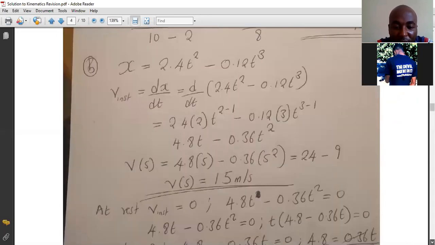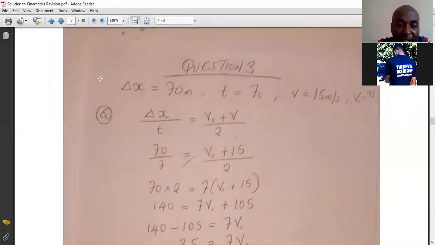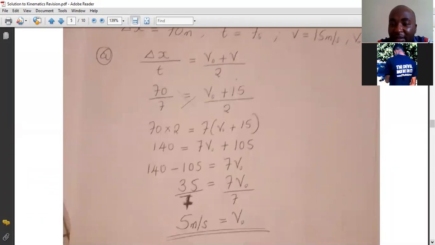Meaning you use that equation where we say delta x is equal to 70 meters, t is 7 seconds, v equals 15, then v naught is not given. That's why I put question mark on v naught. Then you write delta x over t equals v naught plus v over 2. We're looking for v naught. So you replace there, you put 70 over 7 equals v naught plus 15 over 2.